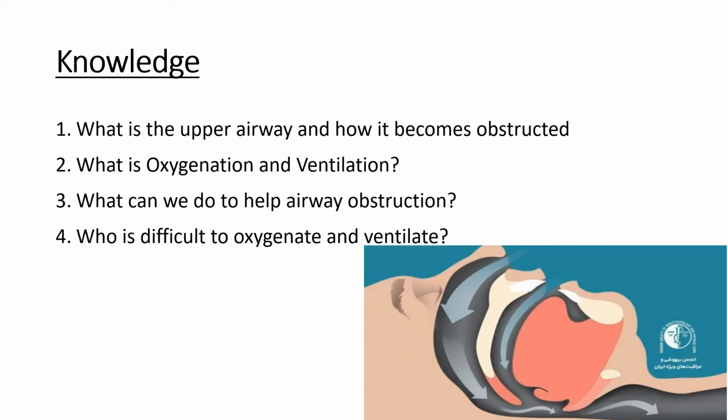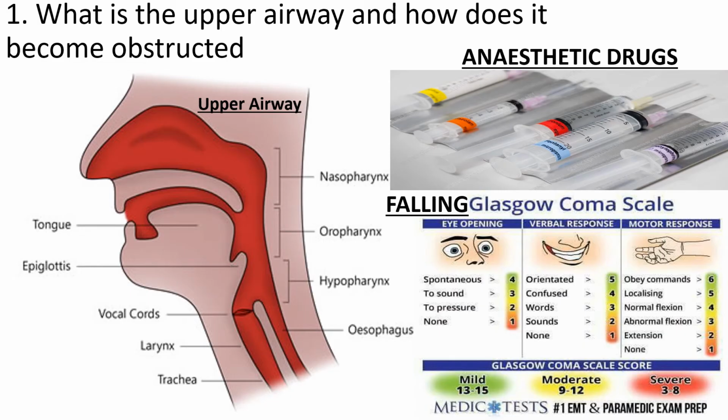So what do we really need to know? So what is the upper airway and how does it become obstructed? What's the difference between oxygenation and ventilation and what are they? What can we do to help reduce the likelihood of airway obstruction? And who will be difficult to oxygenate and ventilate? What is the upper airway and how does it become obstructed?